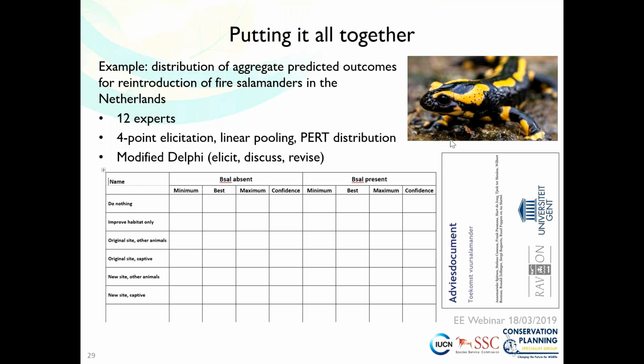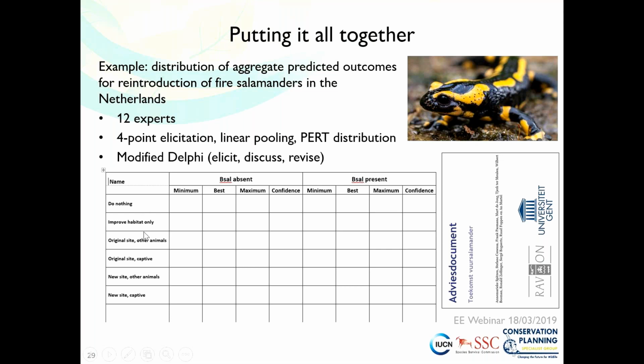problem: they wanted to reintroduce salamanders in a place where there was a fungal disease that might have killed them or not. So we assembled a group, in this case of 12 experts, and we followed what I mentioned. We had the modified Delphi process and this 4-point elicitation. So you can see here, we have two scenarios, whether the disease is present or absent. That was specific for our case.